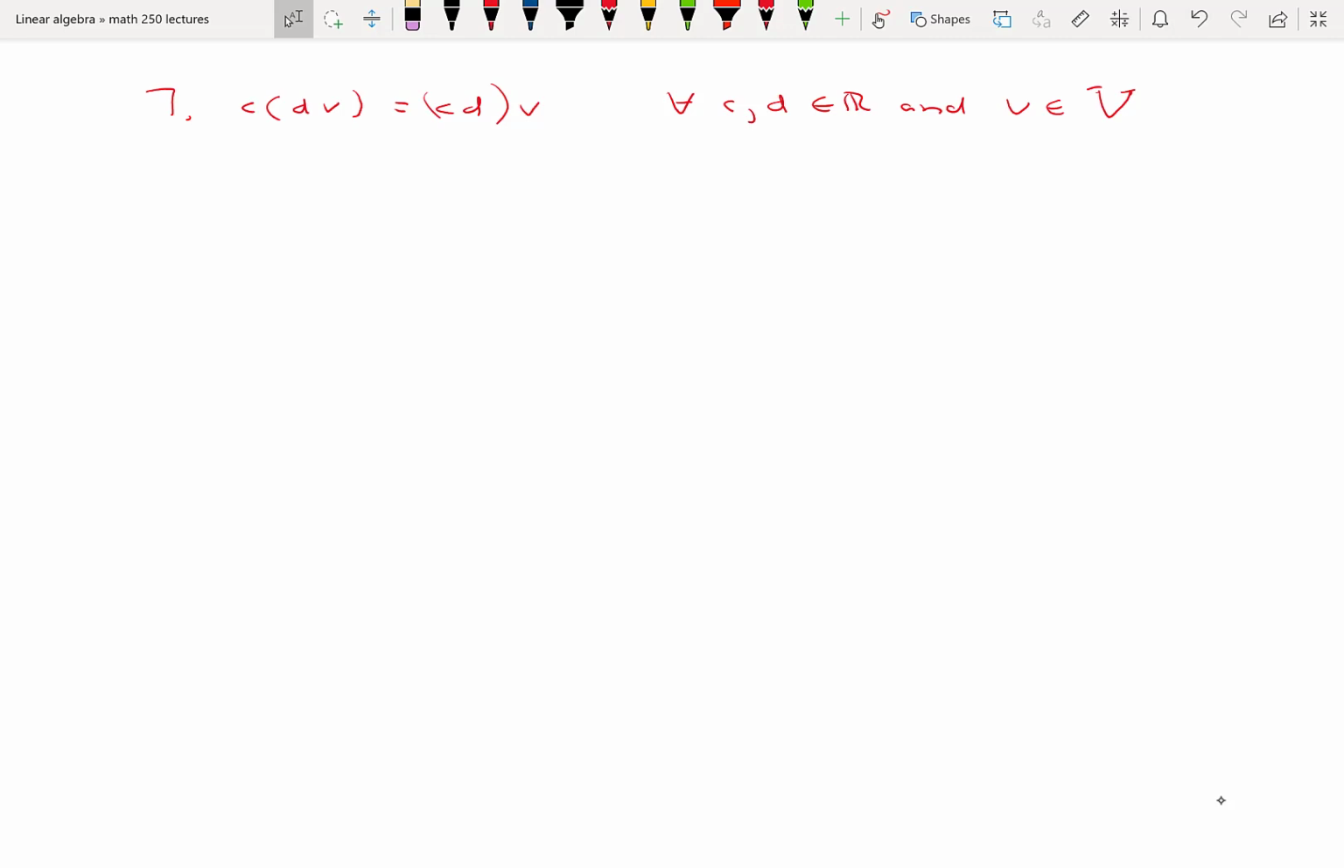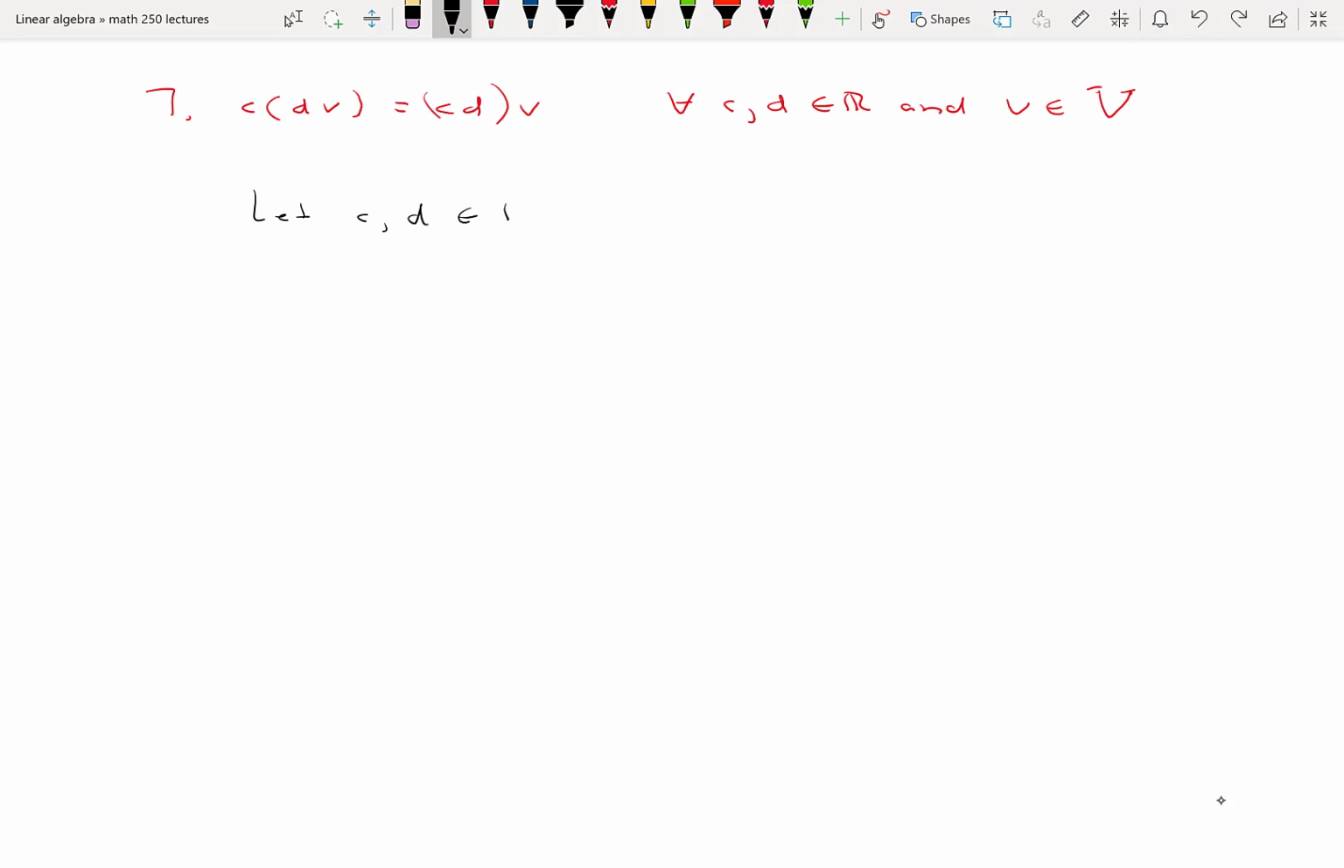an associative property, a different associative property than property number 2. This one involves scalar multiplication. So I want to show that C times the quantity dV equals the quantity CD times V, where C and D are real and V is a vector. So start out by identifying the quantities. Let C and D be real.